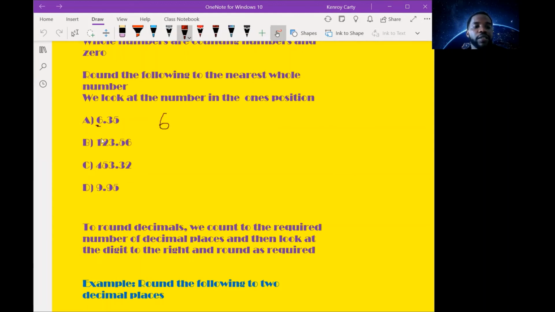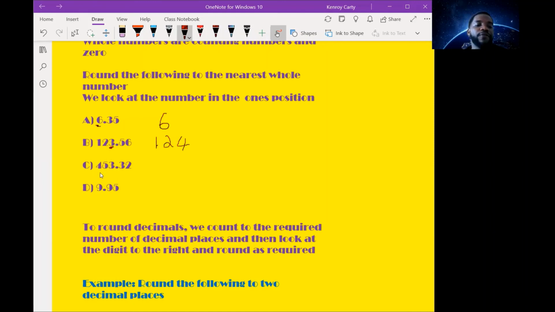All right, 123.56. Once again, to the nearest whole number, we look at the number in the ones position, which in this case is 3. The number to the right of 3 is 5, which means we're going to have to round 3 up. 3 rounded up 1 place goes to 4. So my answer is 124. Once again, we point out that we can't put 124.00 because there are no decimals in whole numbers. And of course, it doesn't affect the number 124.